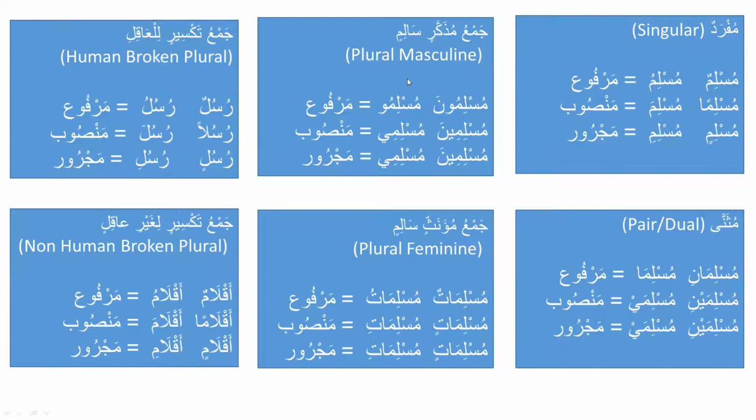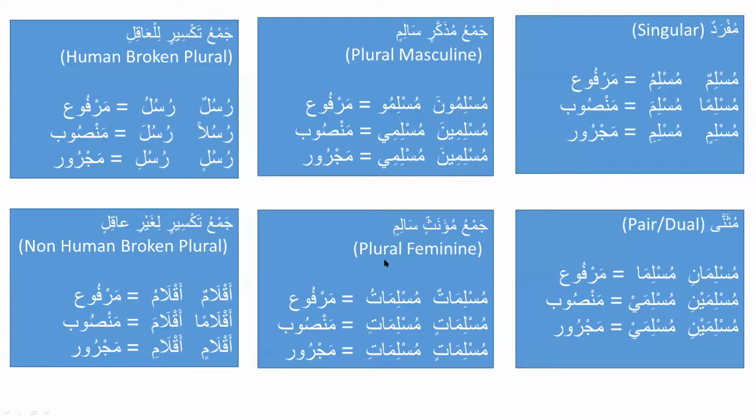In the case of the four different kinds of plurals, we have jam'u muzakkar salim, a safe plural or sound plural masculine: muslimuna and muslimu. This is heavy, this is light. It's light by dropping of the noon. They are both marfu'. Muslimina, Muslimi are both in nasb status, and Muslimina, Muslimi are also in jar status. So the jar and nasb, as I said, are always the same. You can know that by context.